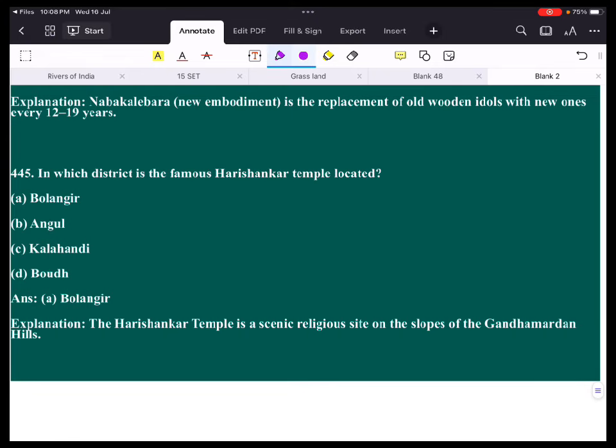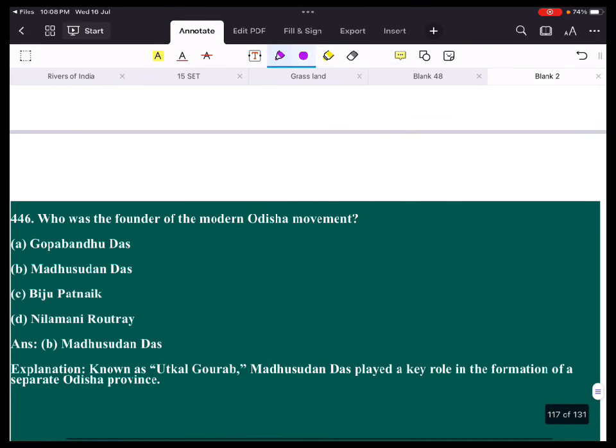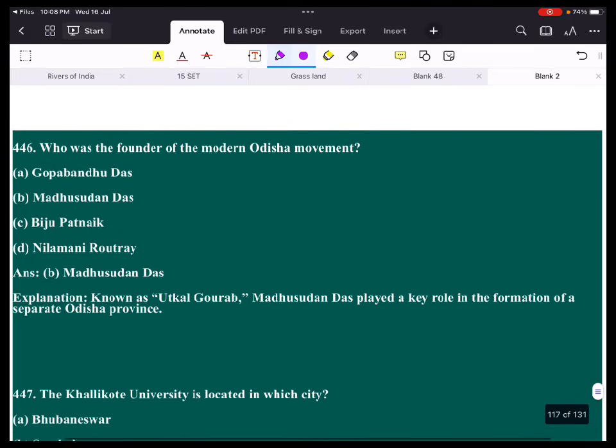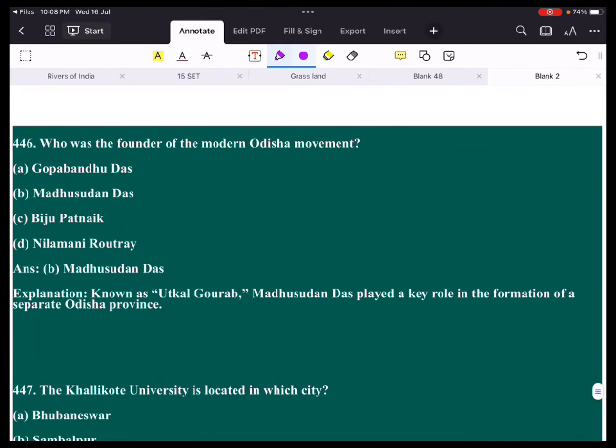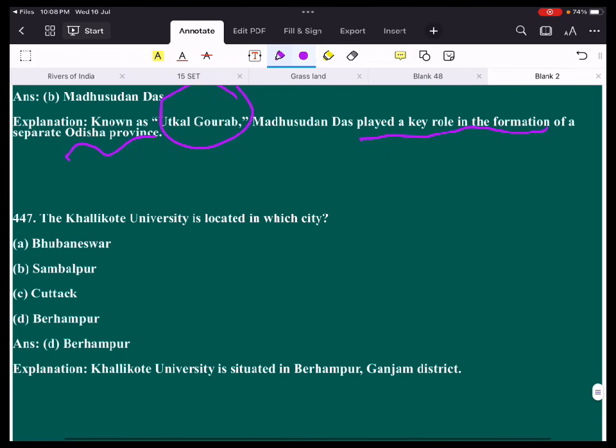In which district is the famous Harishankar temple located? That is option A, Bolangir. Who was the founder of the modern Odisha movement? That is option B, Madhusudan Das. Also known as Utkal Gaurav, Madhusudan played a key role in the formation of Odisha as a separate province.